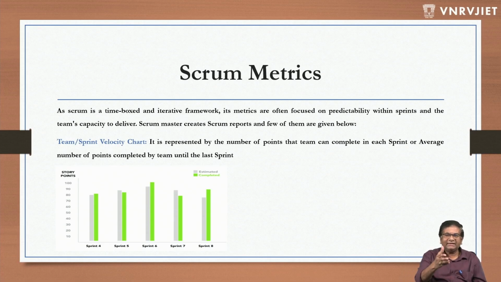So how much of these metrics are done by the Scrum Master or Product Owner? Sometimes if there is a Scrum Master, he or she will create these reports or metrics. Or, if there is no Scrum Master, the Product Owner himself or herself will do these metrics. This is the first way. This is the team velocity chart.